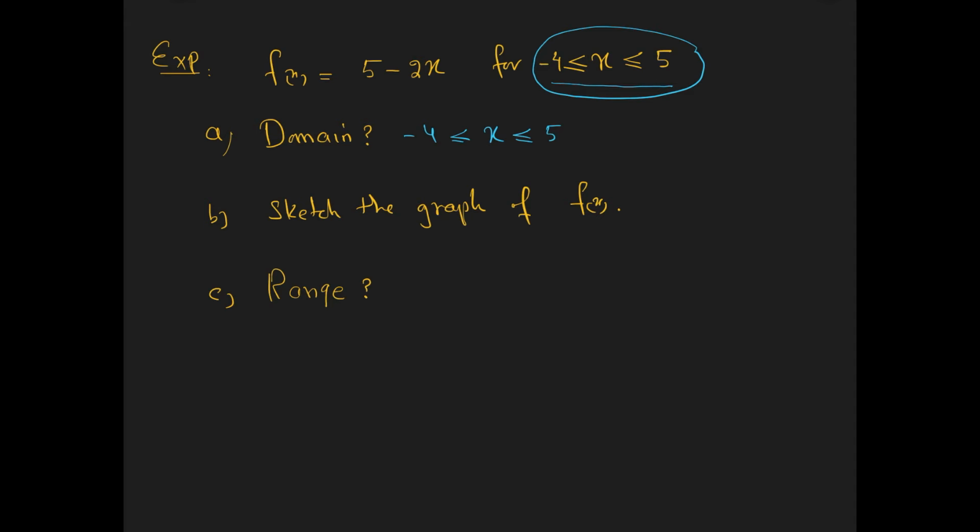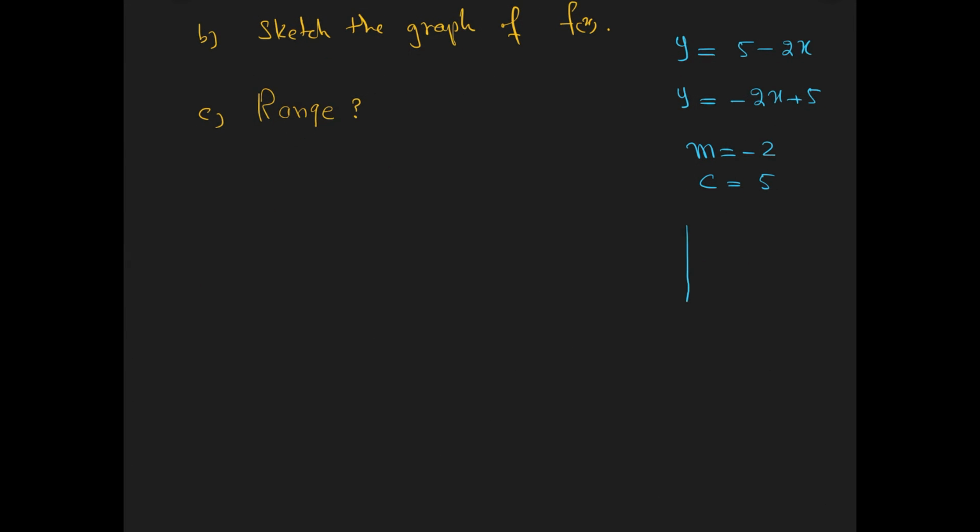In order to sketch the graph of the function, we have the function y is equal to 5 minus 2x, and rearranging this we get y is equal to minus 2x plus 5, which gives us gradient negative 2 and y-intercept 5. Now we can sketch the graph of this function. A straight line crossing the y-axis at 5 with a negative gradient, so it should be something like that.